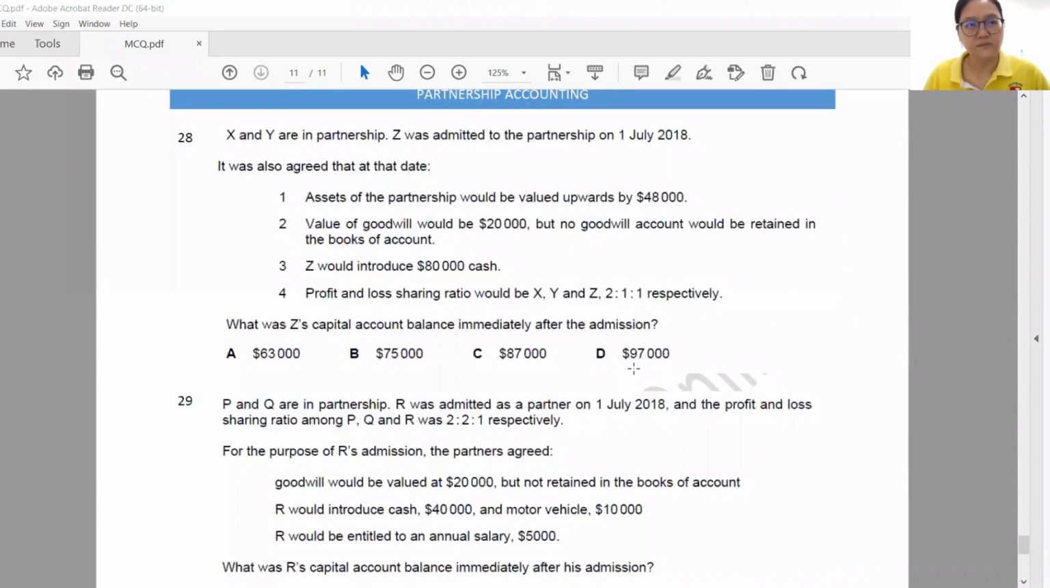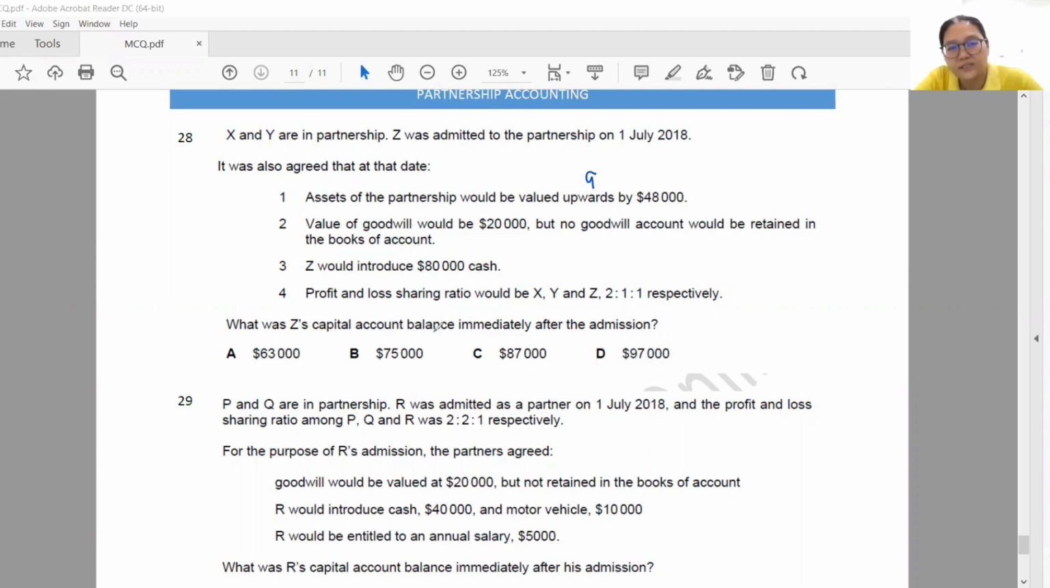Okay, let's continue. X and Y are in partnership. Let's see what the agreements are. Assets of the partnership will be valued upward, which means capital will increase. The value of goodwill is 20,000, but no goodwill account will be retained in the books of account. Z will introduce 80,000 cash. Profit and loss sharing is 2 to 1 to 1.